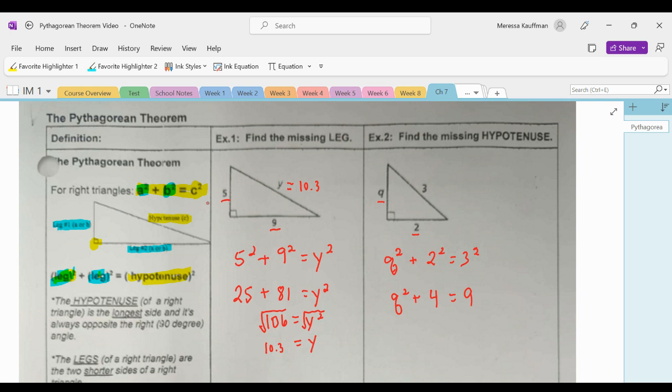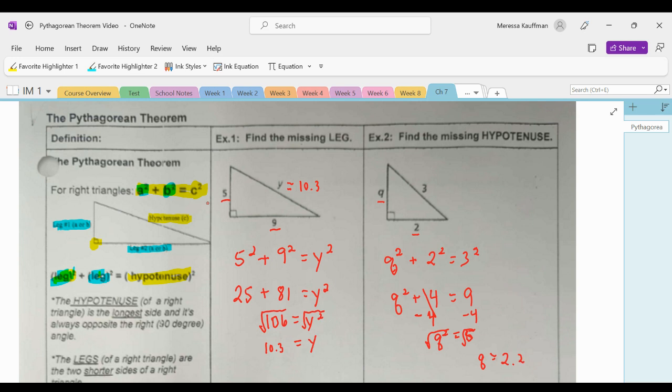Well, remember, when we're solving for q, I want to move everything over to the right-hand side. So I'm going to subtract 4 from both sides. This goes away. I get q squared is equal to 9 minus 4, which is 5. Am I done yet? Nope. The last thing I have to do is take the square root of both sides. That becomes q is equal to the square root of 5. Again, use your second key, square root, and that's going to tell you that the square root of 5 is 2.2.